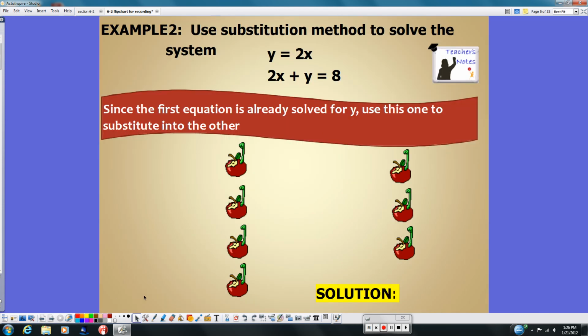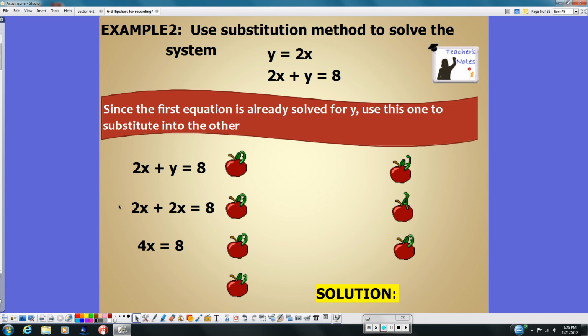So here we have y equals 2x and 2x plus y equals 8. This is a system of equations. Now we'll notice that the first equation already has the letter y by itself, so therefore we don't have to do step 1 from our previous slide. We're going to take the 2x and put it in for y in the second equation. So now instead of the y, we have the 2x from our first equation. Combine your like terms to get 4x equals 8. Divide both sides by 4 to get x equals 2.